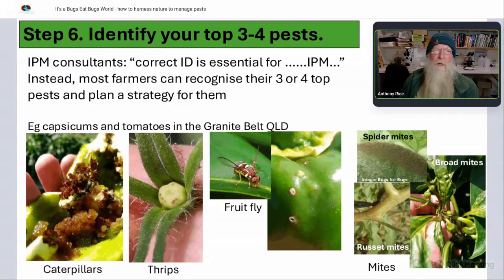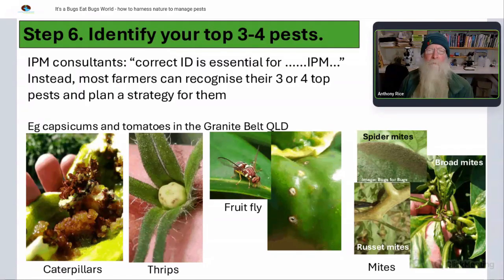Most farmers will know and be able to identify the top 3 or 4 pests that give them grief year after year. And those are the ones that you want to plan for. So in capsicums, for example, and tomatoes here in the Granite Belt, things like caterpillars, thrips, fruit fly, and mites were probably the big ones that you worry about. And the idea behind a good IPM program is to start with them. So that's the place you start.